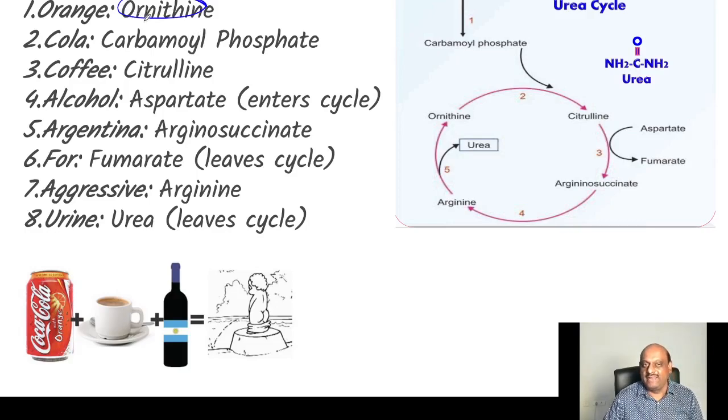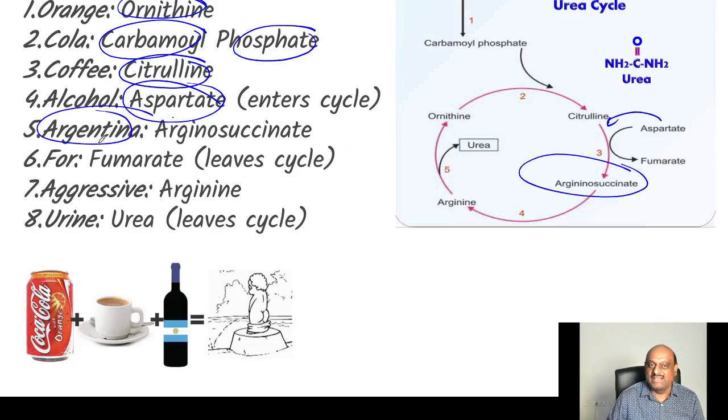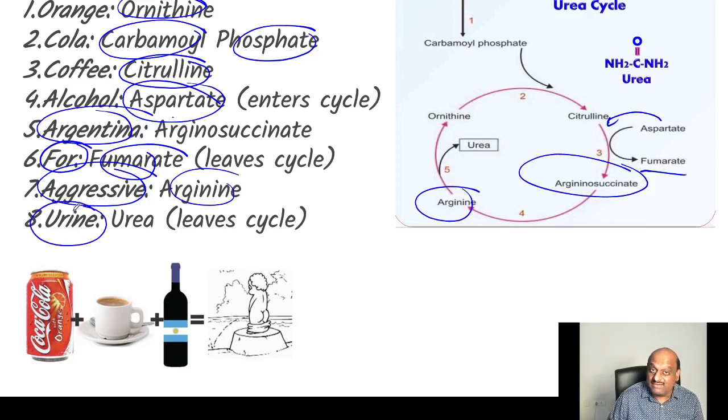Please recite along with me. Orange, ornithine. Cola, carbamoyl phosphate. Coffee, citrulline. Alcohol, aspartate, which enters the cycle. Argentina is arginosuccinate. Fur is fumarate that leaves the cycle. Aggressive is arginine, and urine is urea that leaves the cycle. Very simple. Now you are the champions.